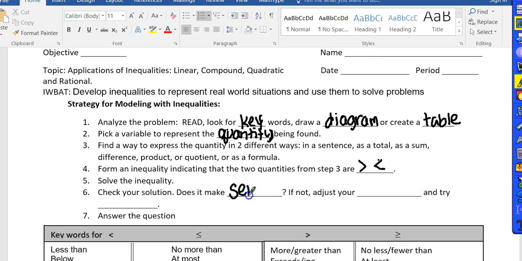Does it make sense? If not, adjust your plan. Try again. Sometimes I like it when your answer doesn't make sense and you think about it, because that's when the major learning and growth in your brain occurs. When you make a mistake and you realize you've made a mistake, and then you sit and think about how do I fix that? That's when learning happens in math. Then, of course, you answer the question. And I want that answer in complete sentences today, and I'm going to explain why in a little bit.